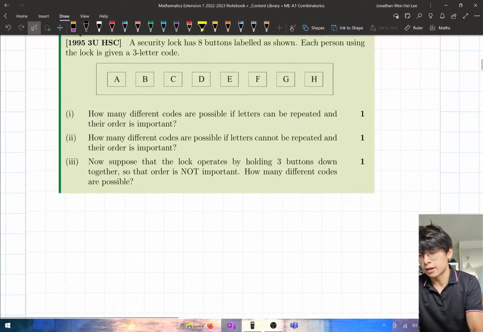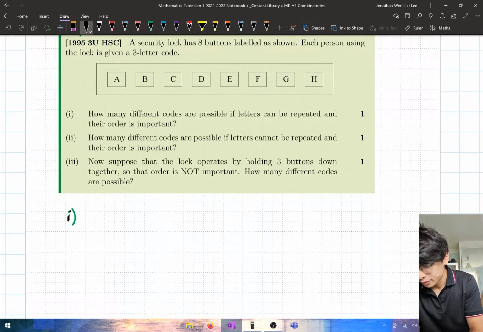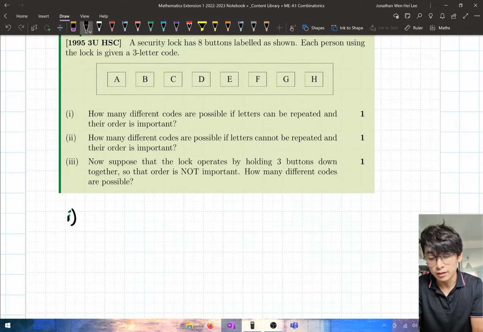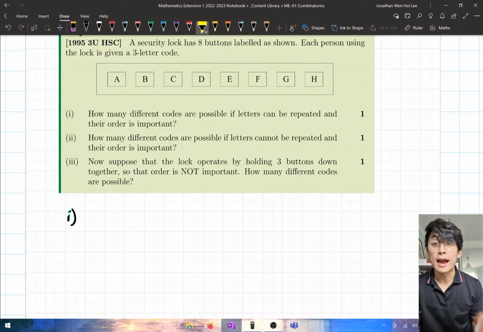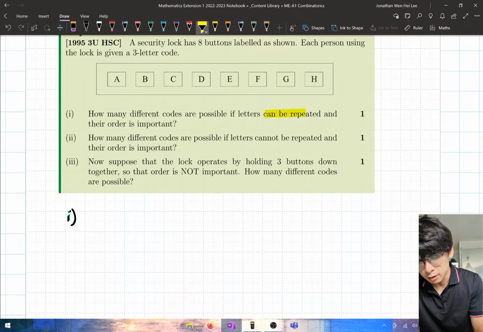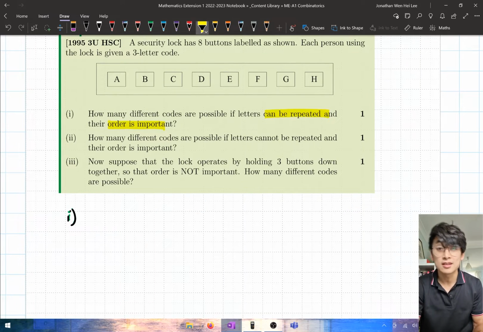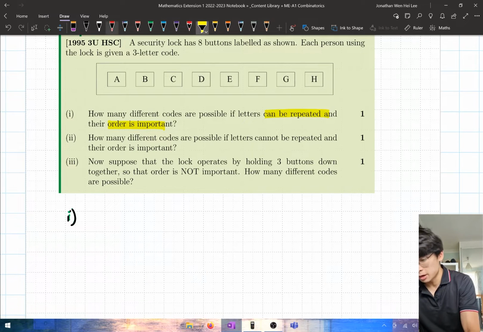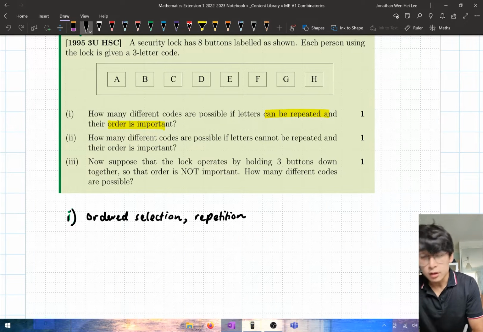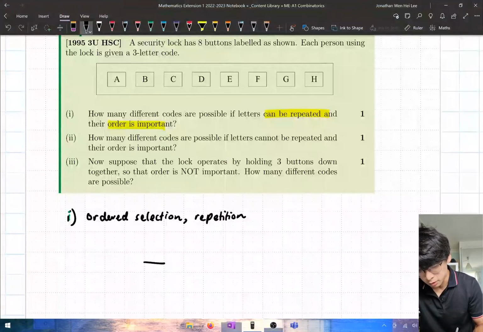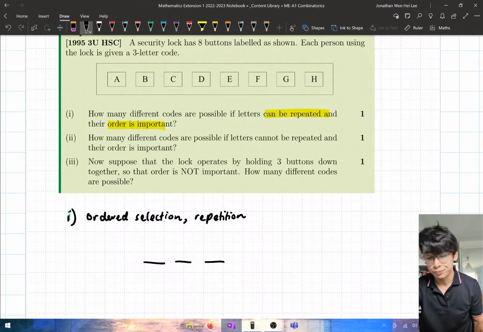Now, let's have a look at the examples here. Let's look at part I. How many different codes are possible if letters can be repeated and their order is important? So 2 things to note here. We want to figure out how many codes are made if the letters can be repeated and the order is important. So this is an ordered selection. So let me make a note here. Ordered selection. So the order does matter, which is not the combination thing that we've looked at. And we have repetition. So if we have repetition, let's just draw this out. So we have a 3-letter code. 1, 2 and 3.